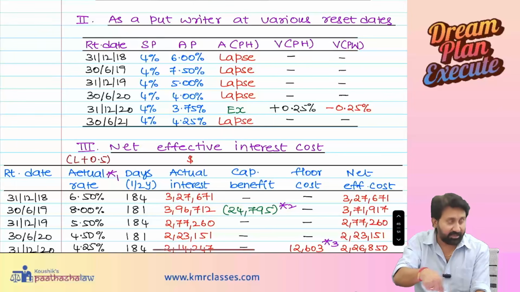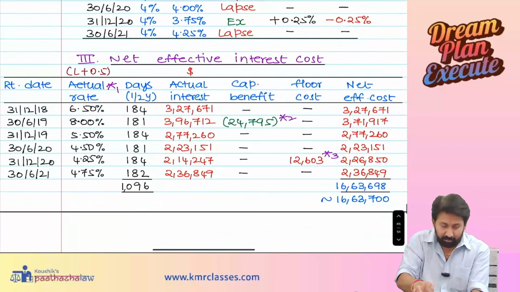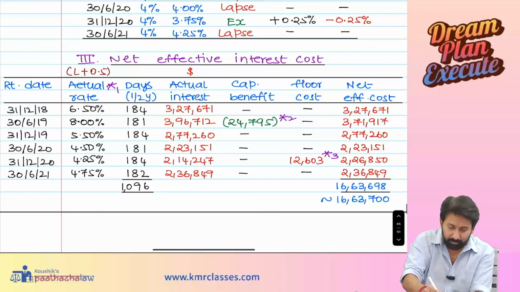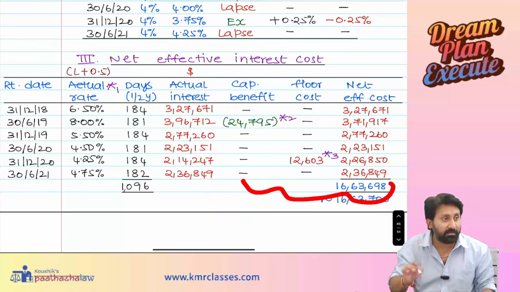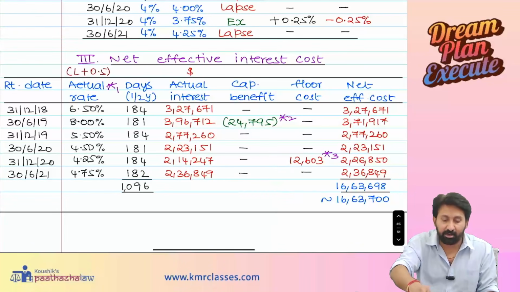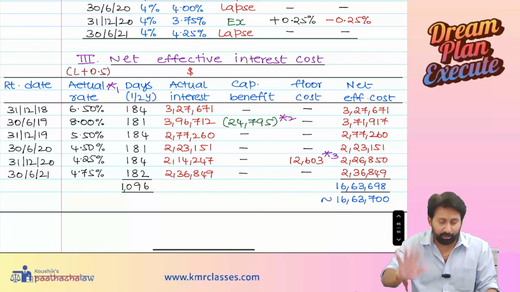Here, these are all actual rates. That's why whatever is written, actual interest is calculated on LIBOR plus 0.5% basis, and it is calculated as principal borrowing, real borrowing, into LIBOR into days divided by 365. This is for the real borrowing. See, this column, this column, this column, real borrowing. This is not real borrowing. This is stock market, cap and floor, traded on exchange. Okay, these two transactions, exchange happened, we should not take the spread.